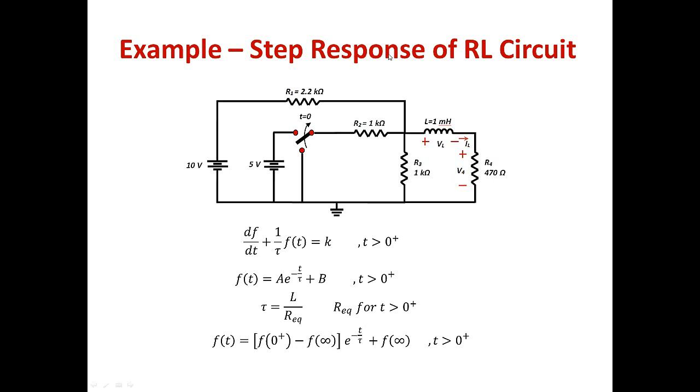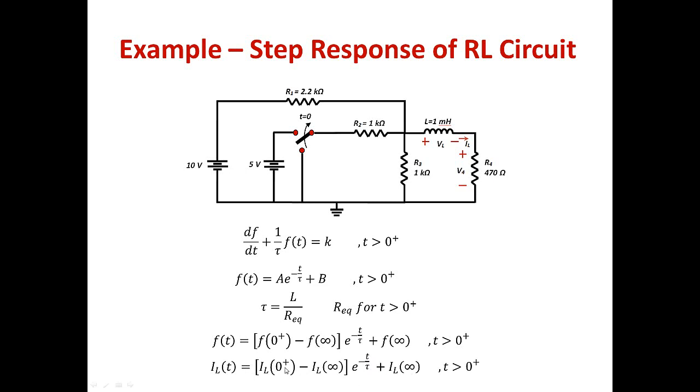So when you solve for an RL circuit, the trick is to solve for IL first, the inductor current. The reason is that it is easy for us to obtain the initial conditions and the response at infinity. For the inductor current, we can say that IL of t will equal IL at 0 minus IL at infinity times e to the minus t over tau plus IL at infinity.